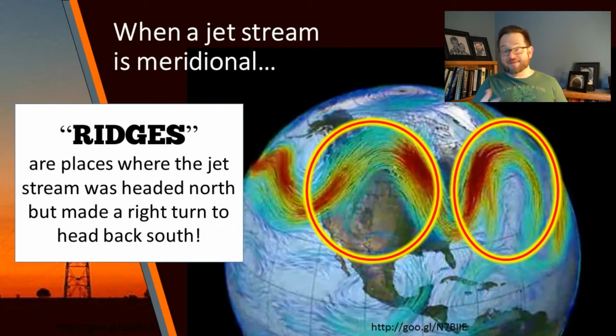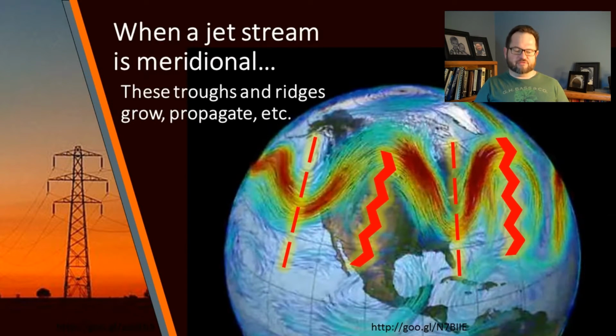In contrast, the opposite of a trough is a ridge. And they kind of look like an upside down letter U. Again, they're not vertical, they're north and south. But the wind was heading kind of north and then made a right turn and started heading to the south. Those are ridges, and again, there's 2 examples of ridges highlighted on this particular map.